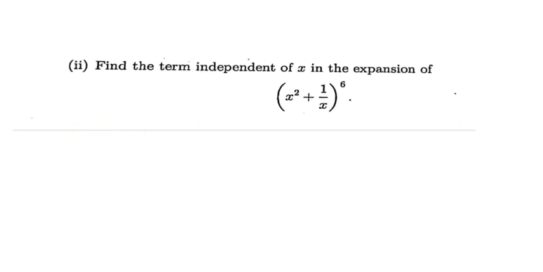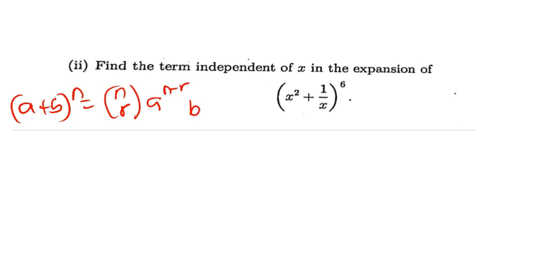The other thing that we need to understand is that when you say something doesn't have x, it's the same as having x to the power 0, because any number to the power 0 is 1. So whenever you come across a question asking you to find the term independent of x, you follow this formula. If you have a plus b raised to the power n, we use n choose r, then a raised to the power n minus r, then b to the power r. This is what we're going to follow.